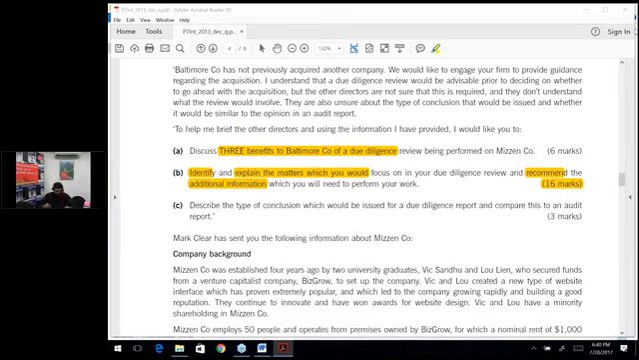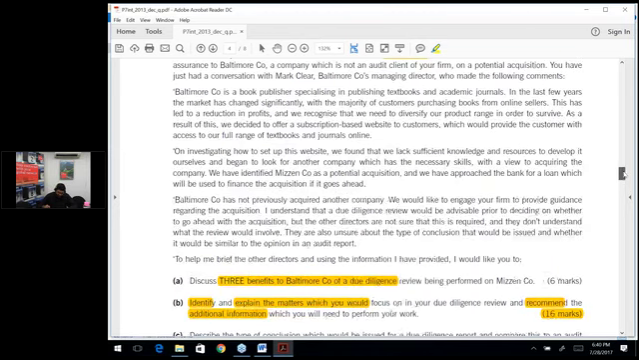Okay, so now let's start discussing about this question. The question's requirement is you need to identify and explain the matters which you would focus in your due diligence review. The overall background to this question is about Baltimore company, who is actually a book publisher, specializing in publishing textbook and academic journals. In the last few years, it says market has changed significantly, with majority of the customers purchasing books from online sellers. So they have been the book publishers. The market has changed. This has led to reduction in profits, and we recognize we need to diversify product range in order to survive. As a result of this, we decided to offer subscription-based website to customers, which would provide the customer with our full access range of textbooks and journals online.